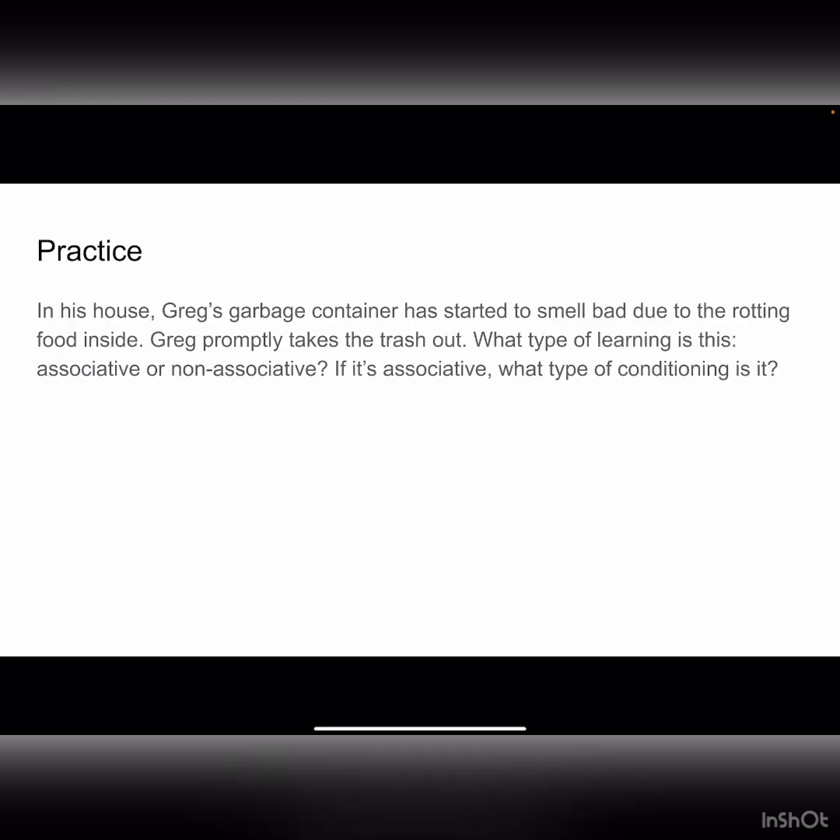Okay, last example. In his house, Greg's garbage container has started to smell bad due to the rotting food inside. Greg promptly takes the trash out. What type of learning is this, associative or non-associative? If it's associative, what type of conditioning is it?